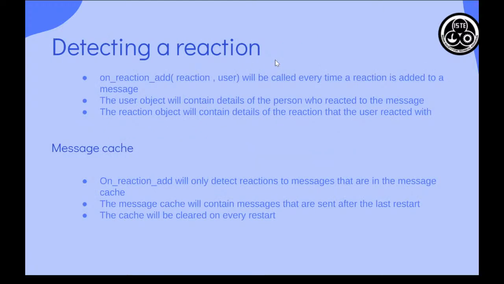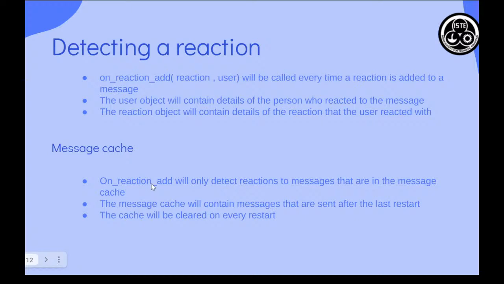So detecting a reaction. Just like what we did right now, we used the on message function, right? So there's another function called on reaction add, which will be called every time a reaction is added to a message. It will contain a reaction object, and the reaction object will contain a lot of details, like the user who sent it, the message which the reaction was added to, the channel which it was, etc., etc. And we can use it to execute different functions, right?